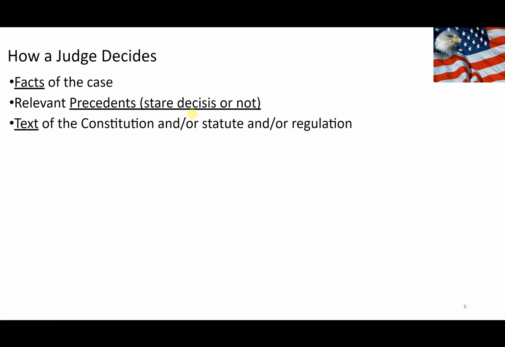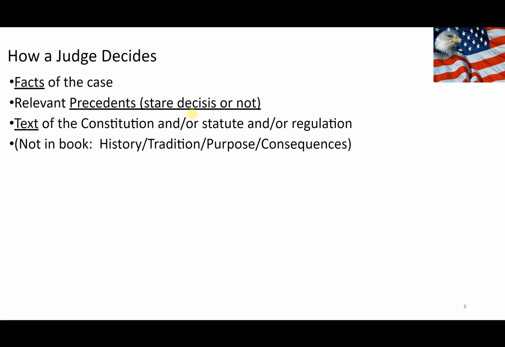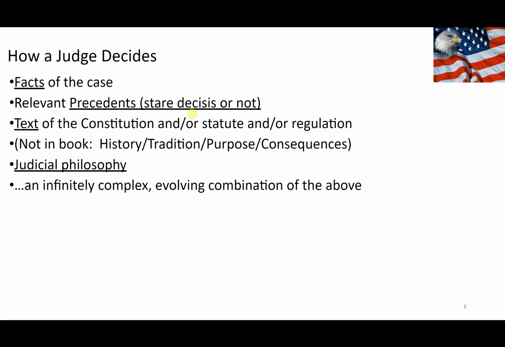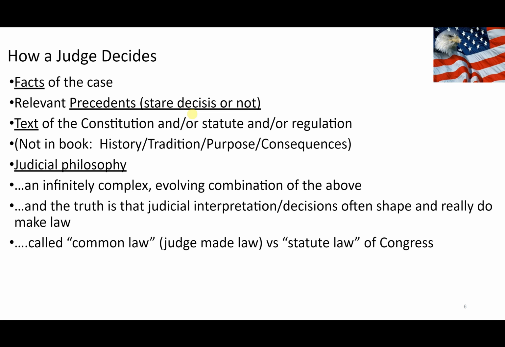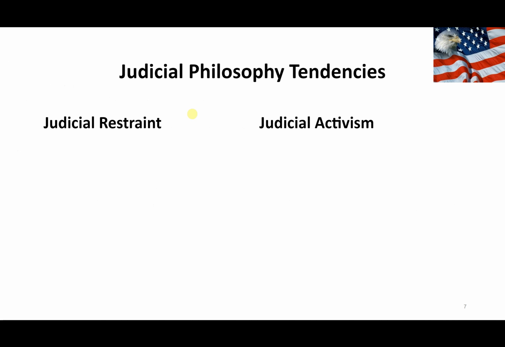They also examine the text of the Constitution and/or statutes and/or regulations. They also consider history, tradition, purpose, and consequences, judicial philosophy, as well as an infinitely complex evolving combination of the above. The truth is that judicial interpretation and decisions often shape and really do make law. This is known as common law, or judge-made law, versus statute law, which is usually made by Congress.